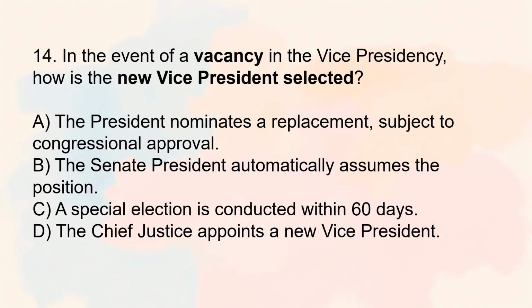Number 14, in the event of a vacancy in the vice presidency, how is the new vice president selected? Letter A, the president nominates a replacement subject to congressional approval. Letter B, the Senate president automatically assumes the position. Letter C, a special election is conducted within 60 days. Or letter D, the Chief Justice appoints a new vice president.